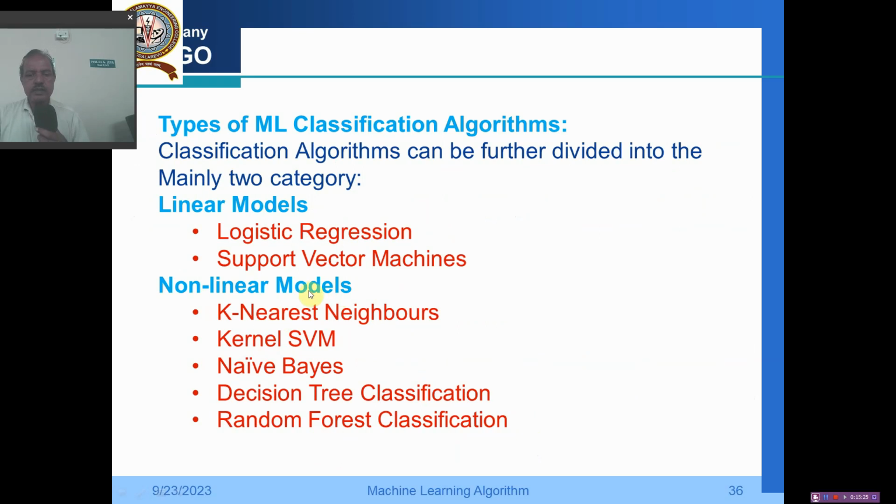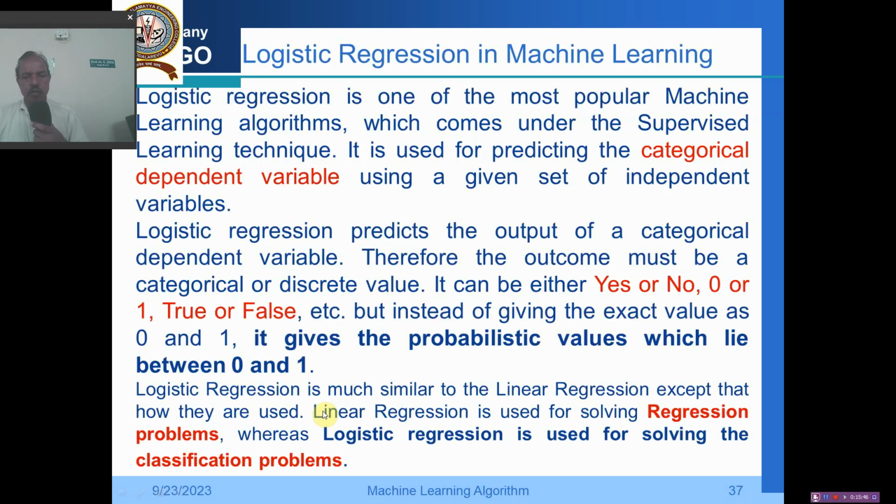Now for the types of machine learning classification algorithms, we classify into two categories initially, that is the linear model and the nonlinear model. Under the linear model we go for the logistic regression and the support vector machine. Under nonlinear models we go for the k nearest neighbor, KNN, then kernel SVM, naive Bayes, decision tree and random forest classification.